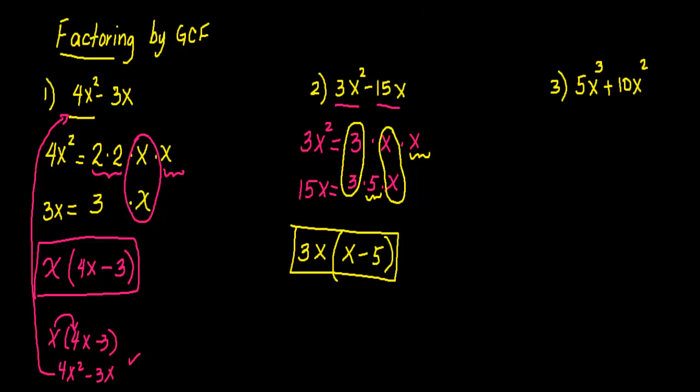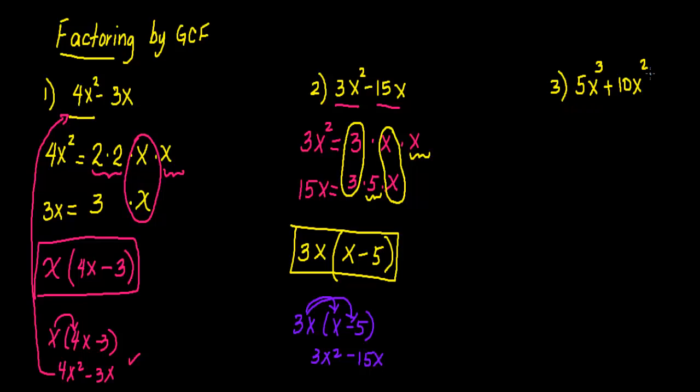Now you can go ahead and check just to make sure that what you wrote is correct. So we do the distributive property, 3x times x, 3x squared, 3x times -5, -15x. And you did get back what you had originally, so this is correct. Let's go to the third example.